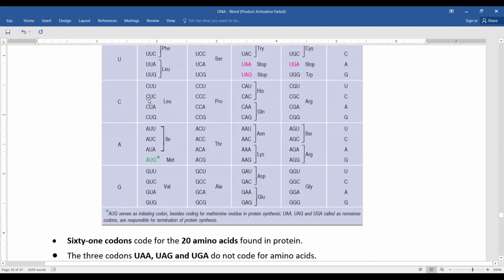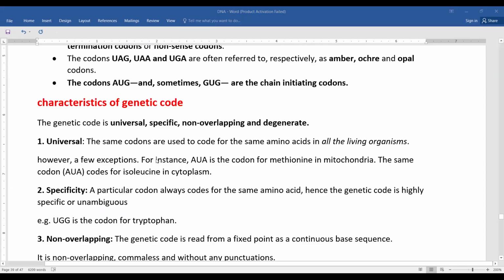In the same way, in any organism CUC codes for leucine, CUA codes for leucine. That is called universality. Similarly, GGU codes for glycine in all organisms, all cells, whether brain cells or ordinary skin cells. In any protein synthesis this genetic code is the same for human beings, plants, animals, prokaryotes, eukaryotes, all of them. So that is the universal nature of the genetic code.